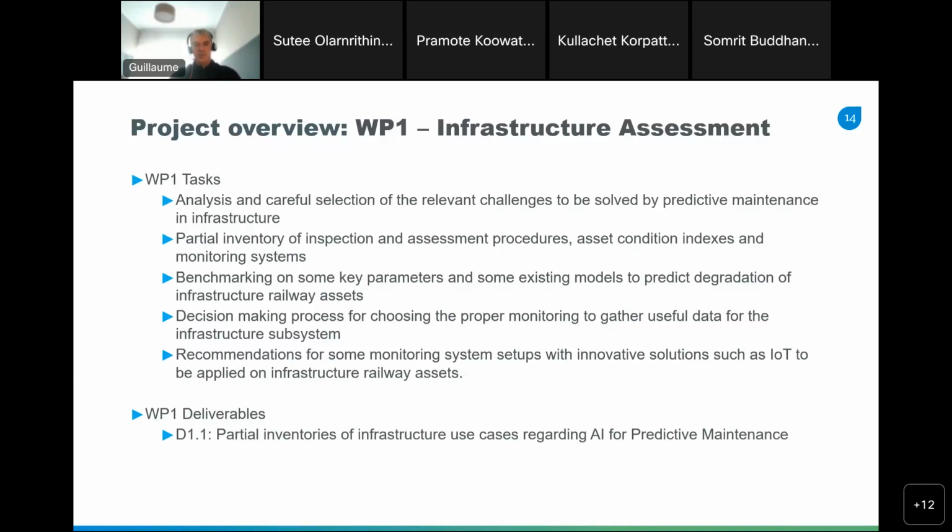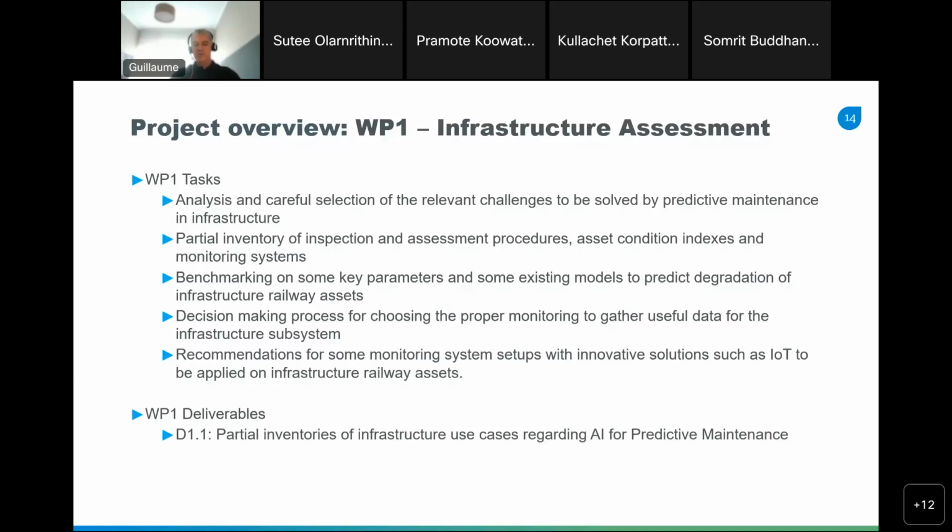The next task is the decision-making process. Remember that this project is also for decision makers, to facilitate the investment in AI for predictive maintenance, but also for the other areas of the railway sector. So this one is to choose the proper monitoring to gather useful data. And the last task for WP1 is some recommendation on the monitoring system setup with some innovative solutions like IoT, to be applied on the infrastructure railway assets.